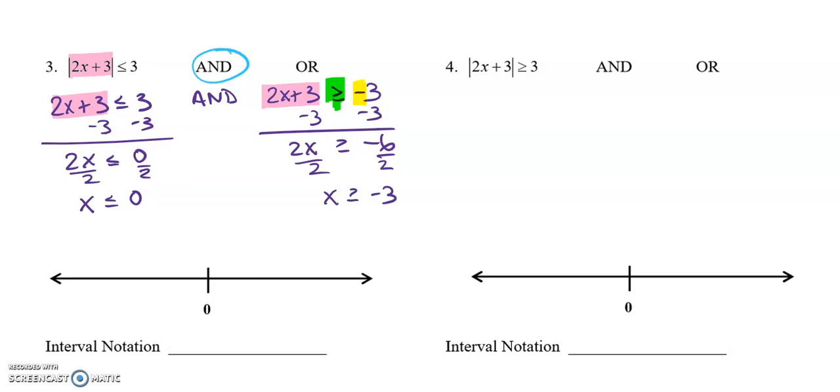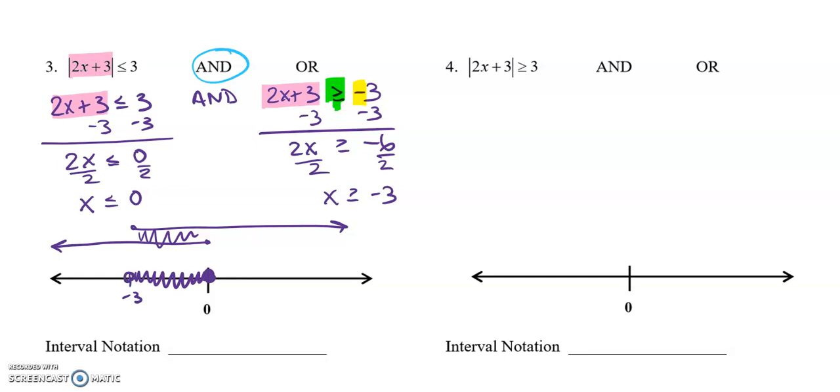X is greater than or equal to negative 3. So I'm going to graph x is less than or equal to 0. Looks like that. Here's negative 3. X is greater than or equal to negative 3. Looks like that. It's an and, so we need the overlap. So where's the overlap? The overlap is between the two.